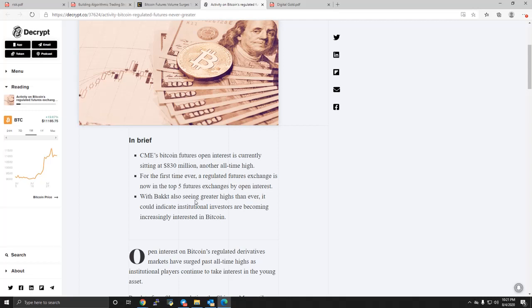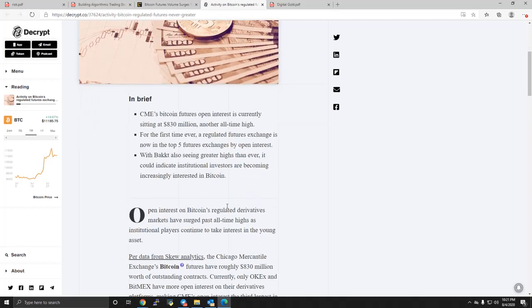And now they do talk a bit about Bakkt. Bakkt is a competitor to the CME, another exchange. It wouldn't be a bad idea, when I talk about looking at other exchanges to deploy these types of strategies on, to think about different types of markets aside from the CME. Bakkt is the Intercontinental Exchange derivative marketplace for Bitcoin. So another regulated exchange, and they're seeing some increase in open interest there.